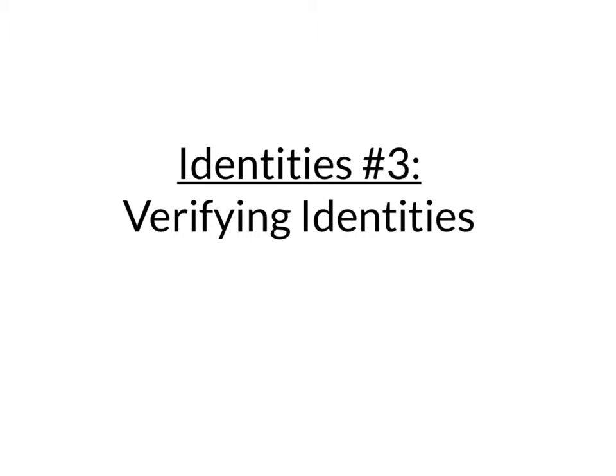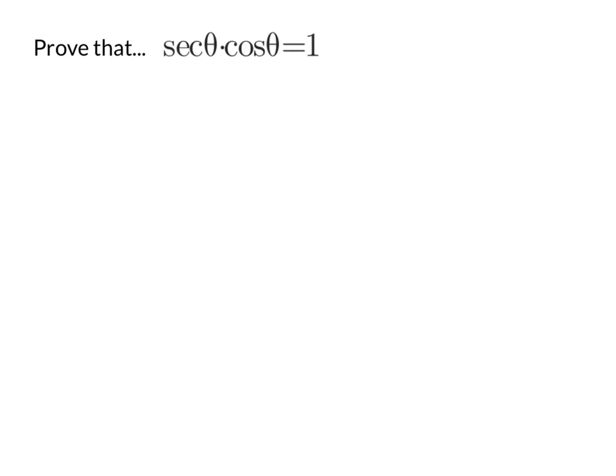I want to take some time to show you how to verify trig identities. Now, verifying trig identities is going to seem very similar to simplifying trig expressions. However, they are a little bit different. Here's an example of a trig identity, secant theta times cosine theta equals 1. When we were talking about a trig expression, it would just be the left-hand side of this equation.